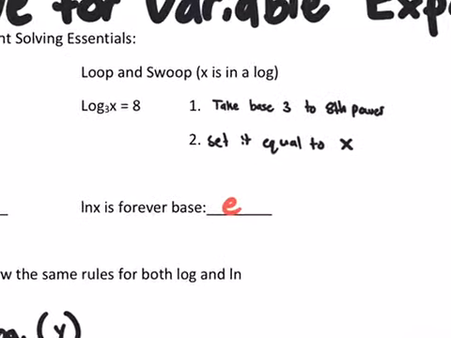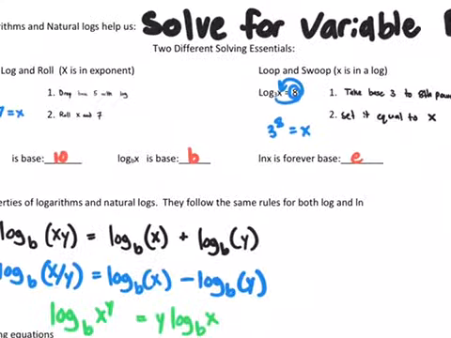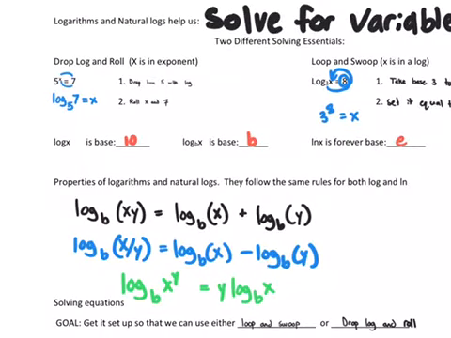Loop and swoop is when the x is trapped in the log. You take your base, raise it to that power, and set it equal to the term inside the logarithm. If you don't see a base, it's an invisible 10 with logarithms. If you see a base, the base is whatever you see. Ln of x is forever an invisible base e.